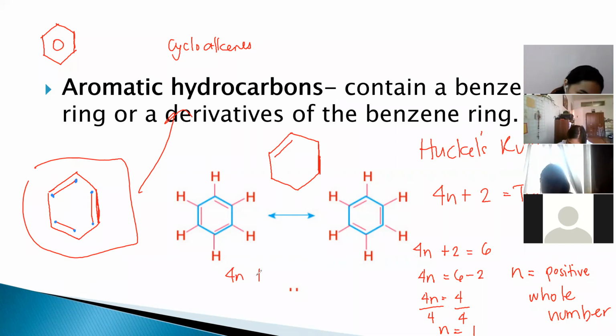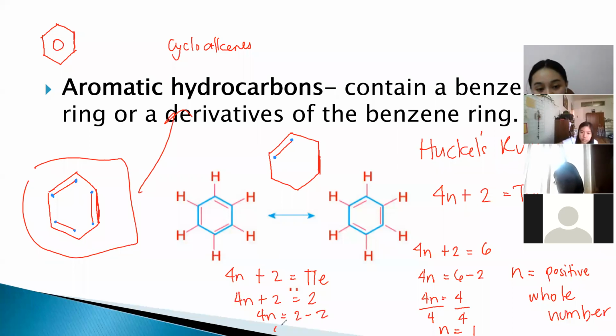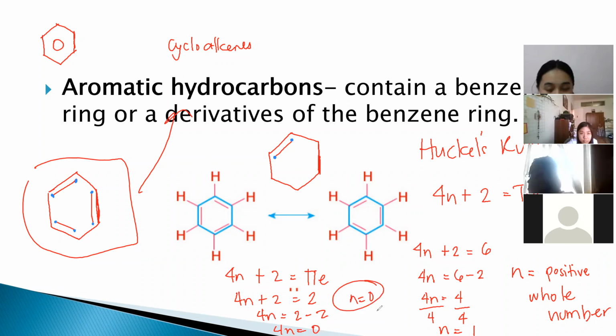4n plus 2 equals pi electron pa rin. So 4n plus 2 equals how many pi electrons do we have here? 1, 2. Kasi isa lang. Isang bond lang yan. So 2 here. 4n equals 2 minus 2. 4n is equal to 0. So definitely this is equal to 0.